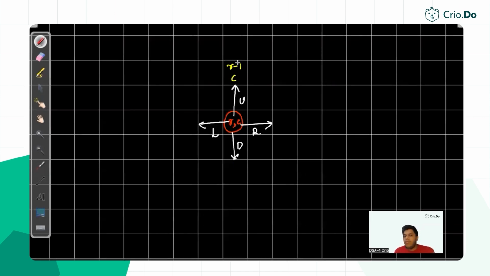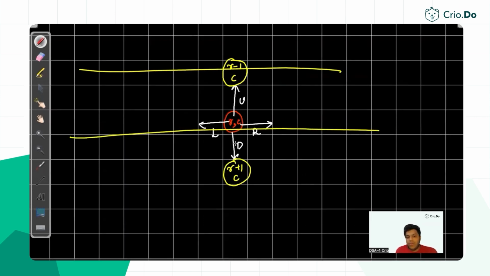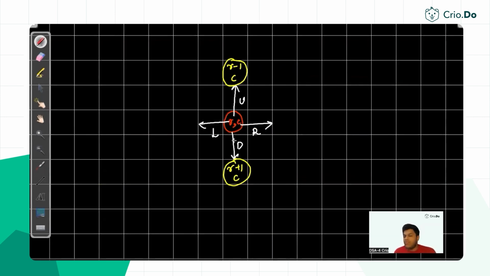It is just exactly opposite of going up. If you are going up by decrementing the row, going down will increment the row, because you are actually going to the next row. Rows are nothing but horizontal: row -1, row 0, row 1, row 2, and so on. So the same goes with left and right.